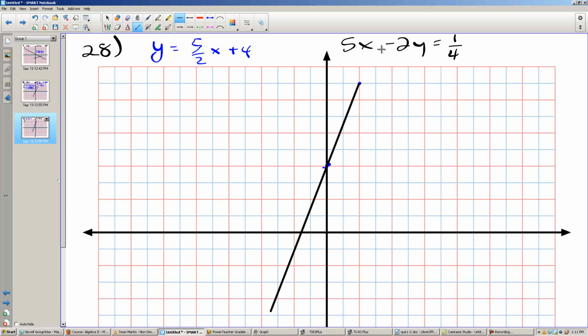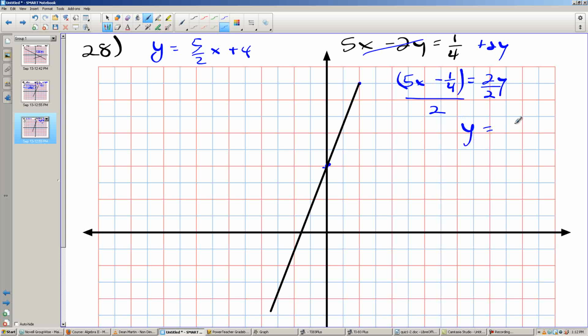Okay, so there's that line. And then I need to work on this line over here as well. So what I'm going to do is add 2y and then subtract 1/4. So 5x minus 1/4 equals 2y. And this is a mess, so I'm just going to divide everything by 2. This may seem a little bit rough, but it's all there. So y equals, parentheses, 5x minus 1/4, all divided by 2.